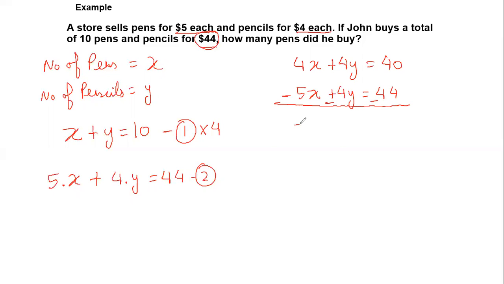4x minus 5x will be minus x, plus 4y minus 4y will cancel out, and this will be 40 minus 44, that's minus 4, the minuses cancel, and x comes out to be 4. So how many pens did he buy? I was looking for x, so I figured out x from here.